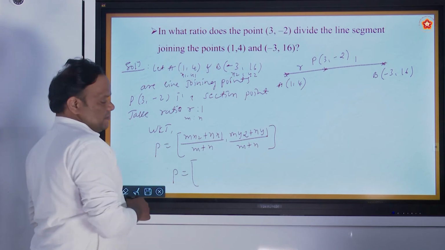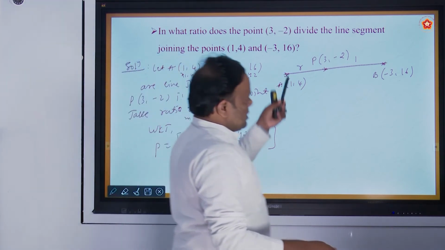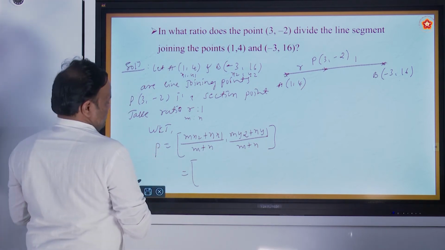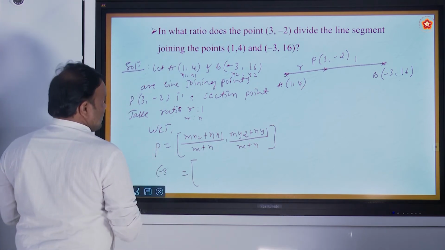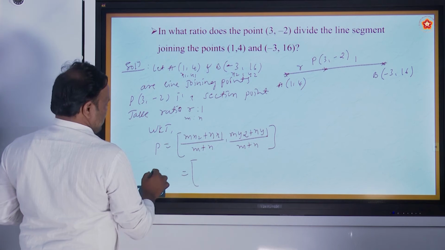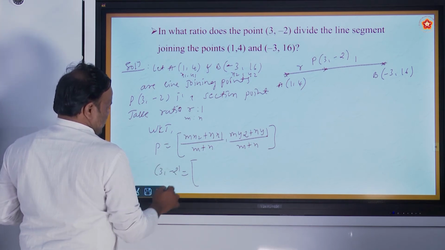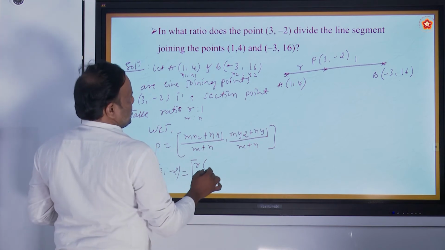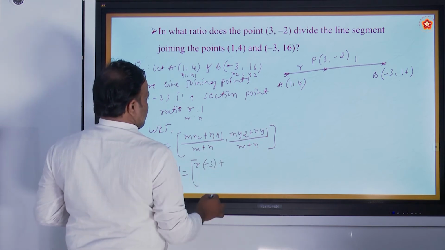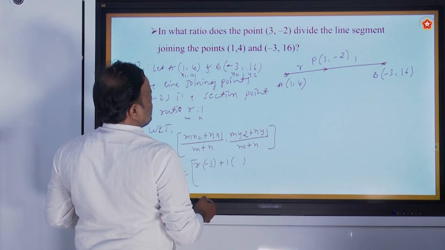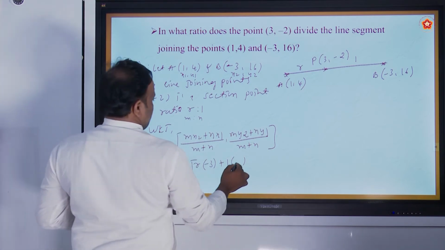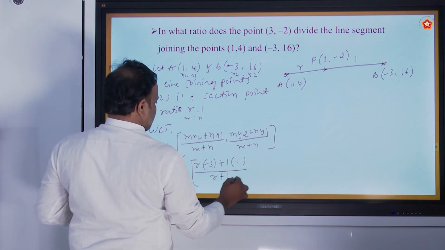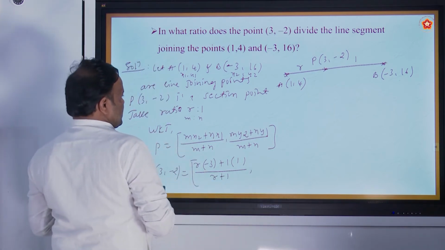We also know the P values. P you have to substitute here. P is also given 3, minus 2. Correct? The section point is given here. So 3, minus 2 equal to m is nothing but r, x2 is nothing but minus 3, plus n is nothing but 1, x1 is nothing but 1, by m plus n is nothing but r plus 1.